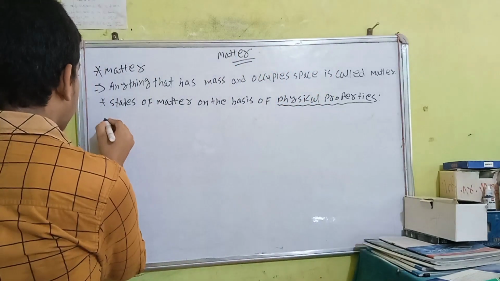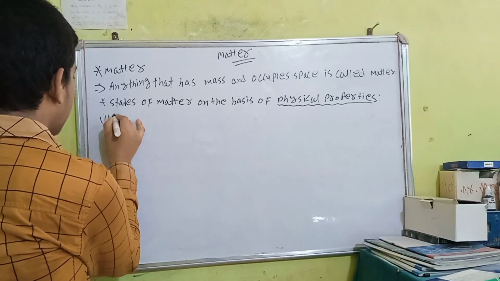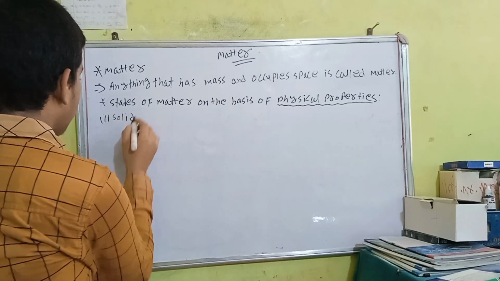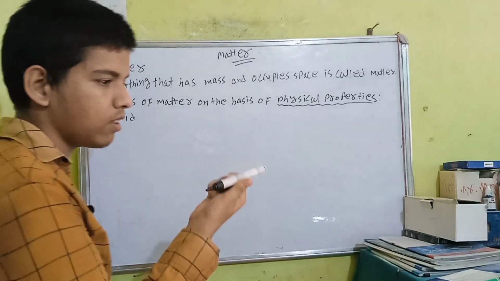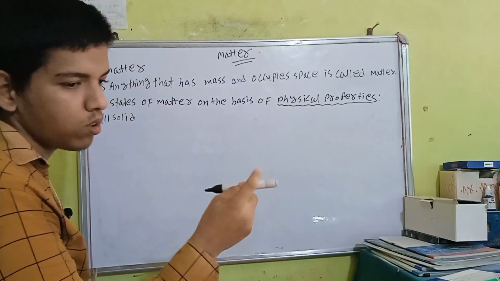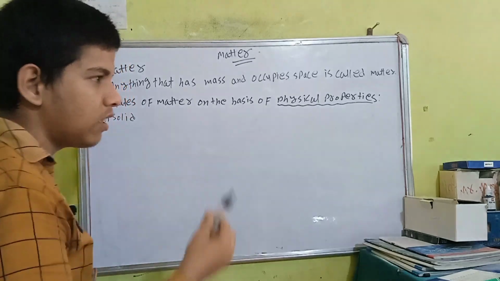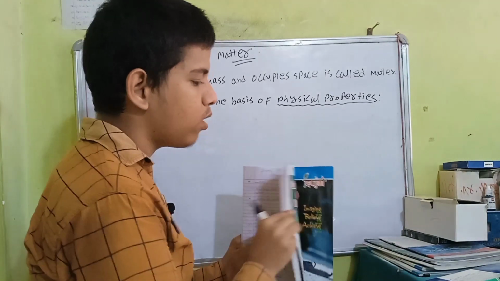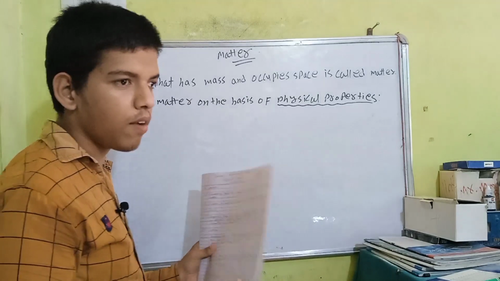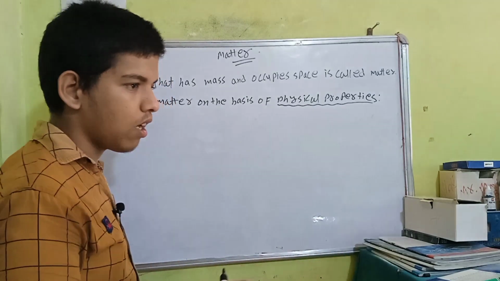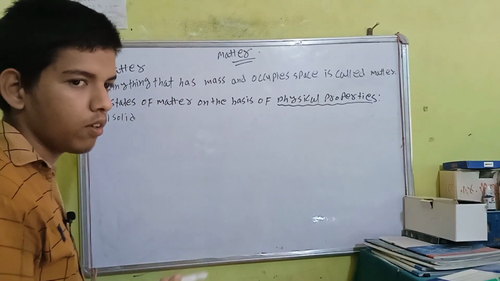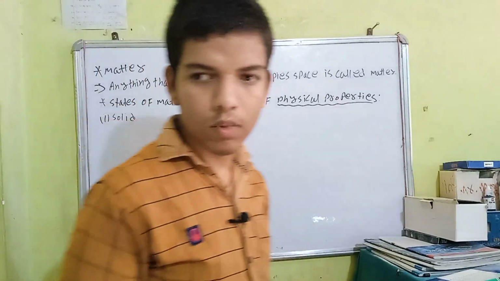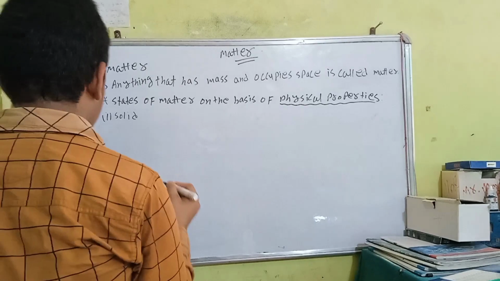So first let's look at the first state, solid. Like solid, this thing is in solid state because you can see it is in solid state like this. My notebook is also in solid. So every physical thing or hard thing you can say is solid, right?